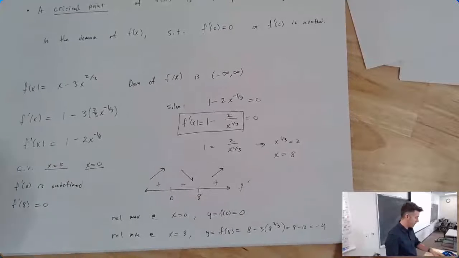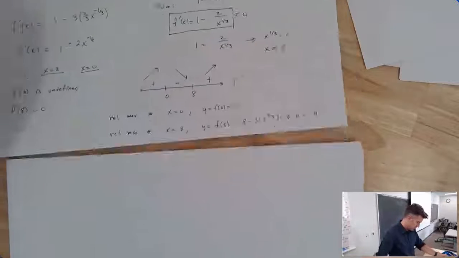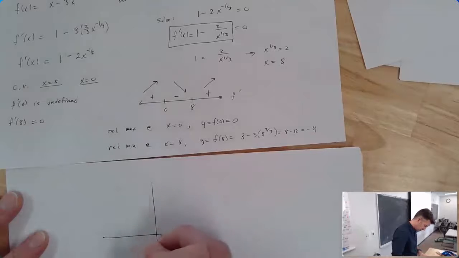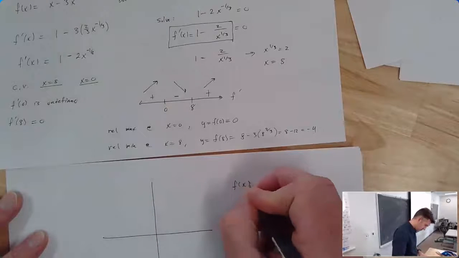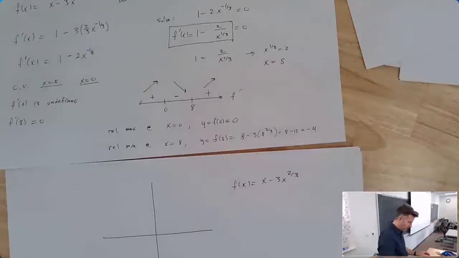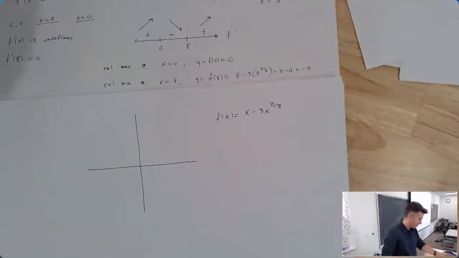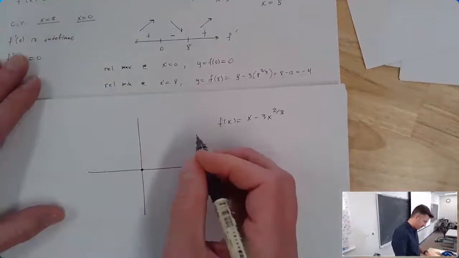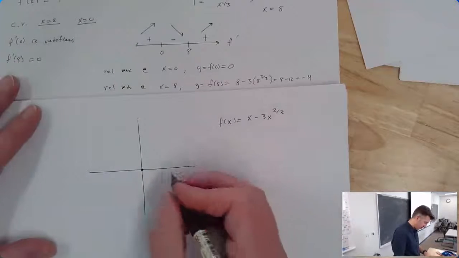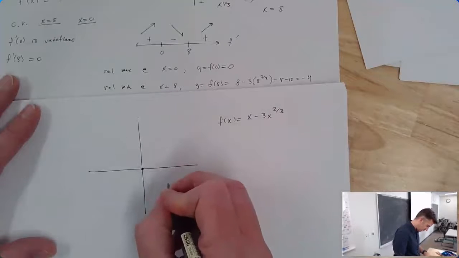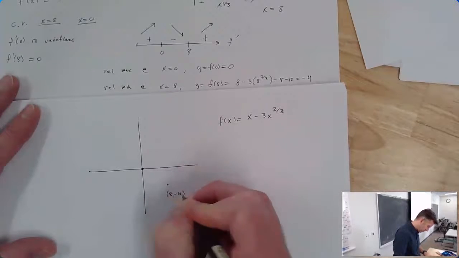Here's what this looks like graphically. If I was going to graph this, before plotting all these points, let's say I've got 0, 0, and I'm going to have 8, -4. I'm not going to be super duper precise here.